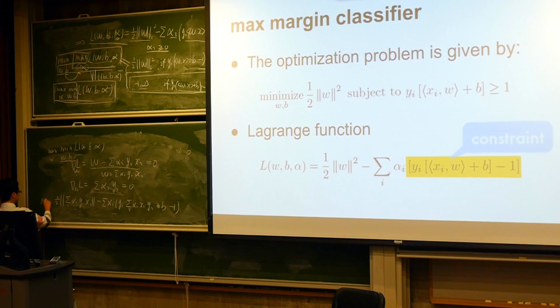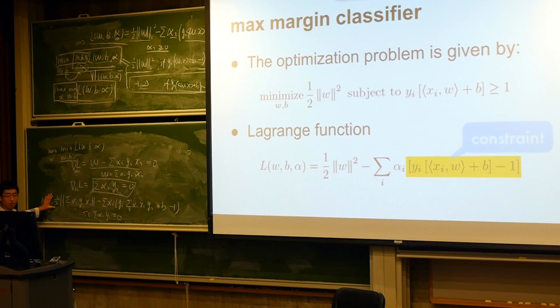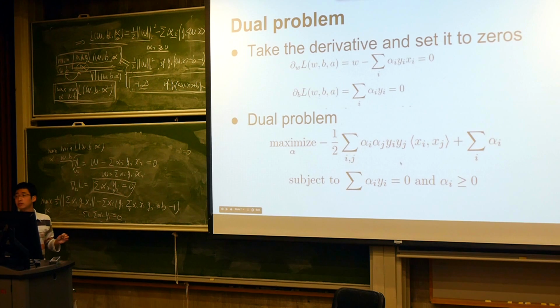Then we maximize this over alpha, subject to the constraint. The new constraint is here. Then we got this new optimization problem. Sorry? So first we maximize, in the first step we maximize alpha, and then minimize with respect to W and B, right? And now we are doing it in the reverse order.